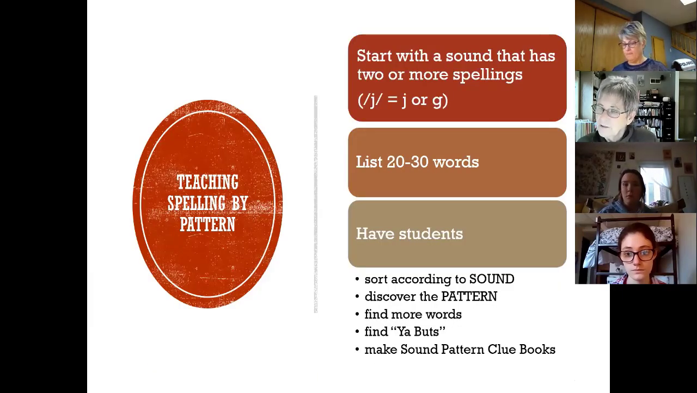So to teach, the general procedure is start with a sound that has 2 or more spellings. J, does it start with a J or a G? You list 20 to 30 words. Have the students sort according to the sound. The first day that you set up a new pattern, you will probably spend the time that you have just sorting by sound and maybe getting to the pattern. That's probably all you'll get done. I suspect that will take you between 15 minutes to half an hour to do.